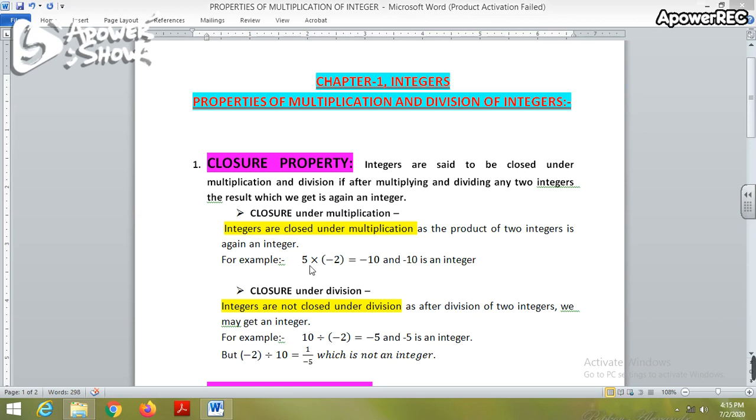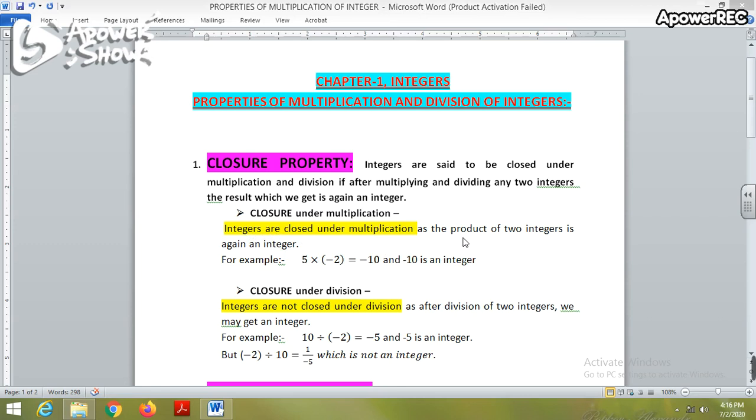Here I am taking two integers. First one is a positive integer and the second one is a negative integer. You can take any integer and then you just have to multiply them. So I am taking 5 and minus 2. After multiplying 5 and minus 2, I am getting minus 10. And since minus 10 is an integer, we can say integers are closed under multiplication.